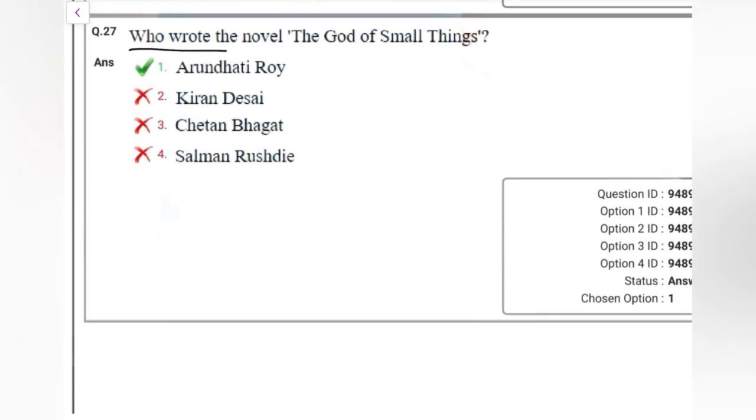Who wrote the novel The God of Small Things? It was written by Arundhati Roy. She is a famous Indian writer and she was also awarded the Man Booker Prize for Fiction in 1997 for her novel The God of Small Things.